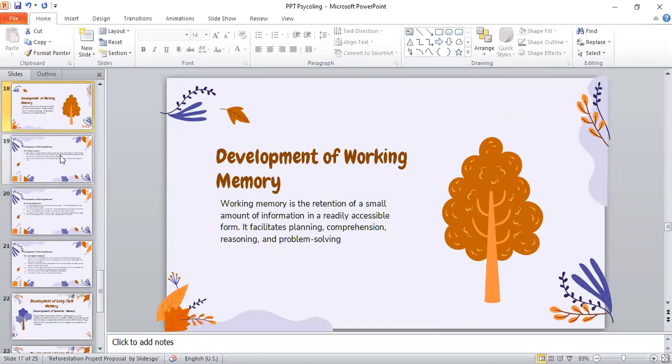Okay, next is about the development of memory. Development of working memory. Working memory is the retention of a small amount of information in a readily accessible form. It facilitates planning, comprehension, reasoning, and problem solving.